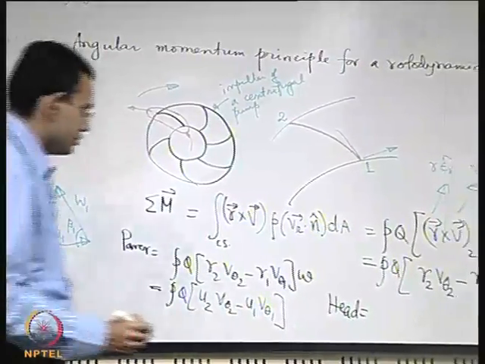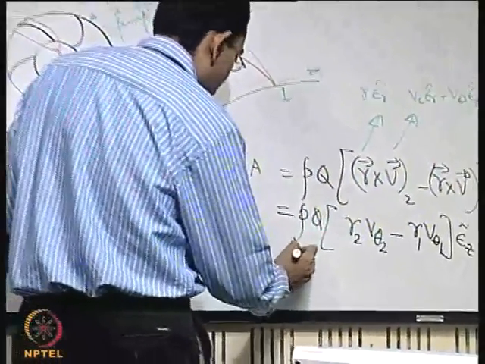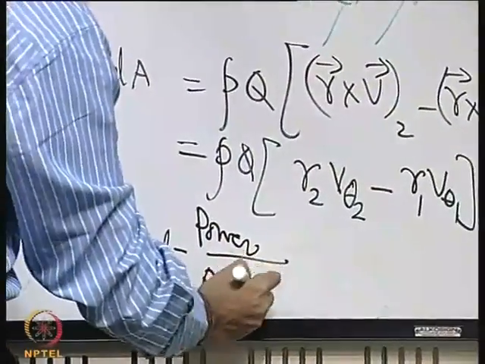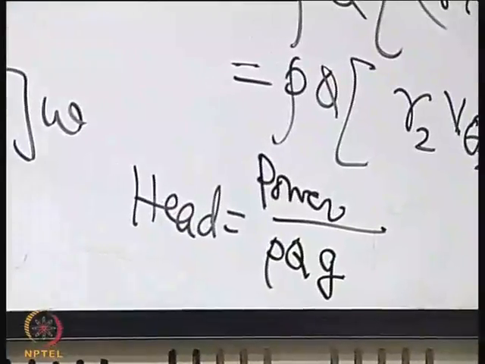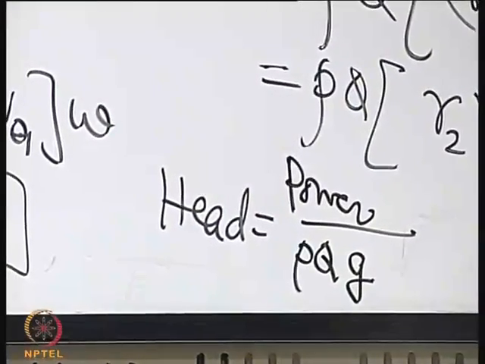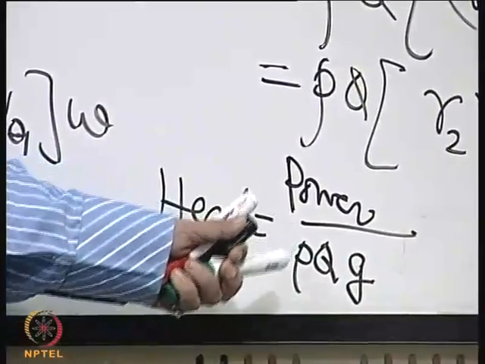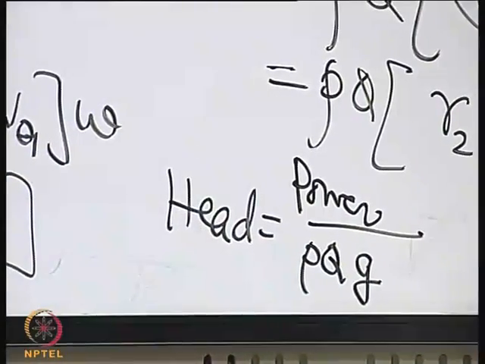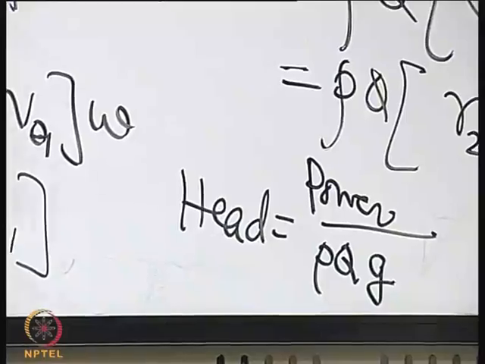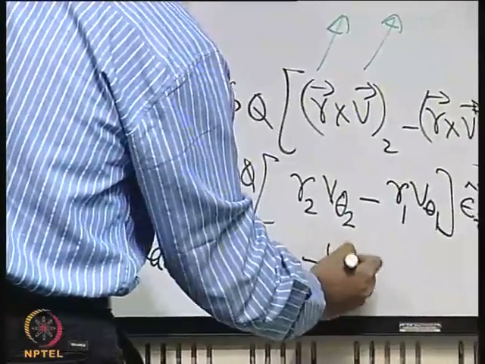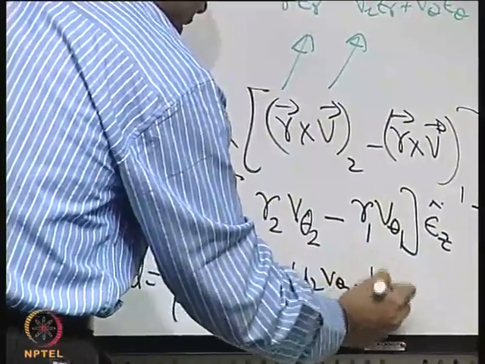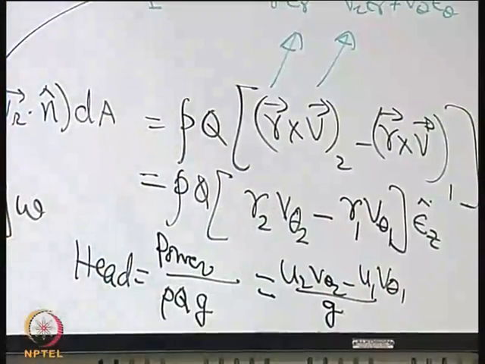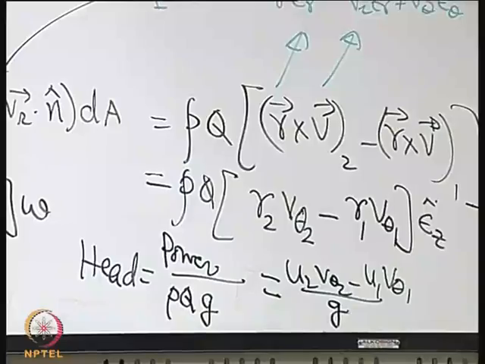Head is nothing but the power, because if you see, rho into Q is the rate of mass flow. So m dot into g into the head h is nothing but a power unit. So we want to express it in terms of a power unit, that is u2 v theta 2 minus u1 v theta 1 by g. This sometimes is known as Euler head in a rotodynamic device.